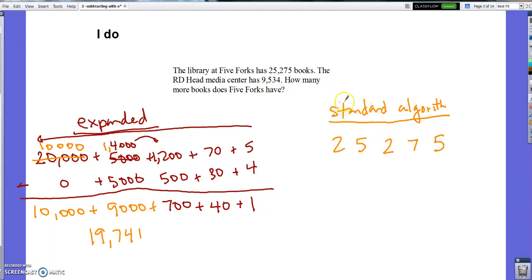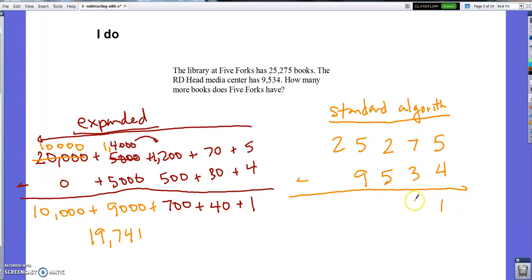Remember, standard algorithm: standard means normal, algorithm means set of steps. So this is the normal set of steps that people take when they subtract. Sort of the most efficient, shortest possible way. So I've got all my places lined up. I have no 10,000s, so everything's lined up where it goes. And just like here, 5 ones minus 4 ones made 1 one. 5 minus 4 makes 1 in the ones place. 7 tens minus 3 tens made 4 tens.